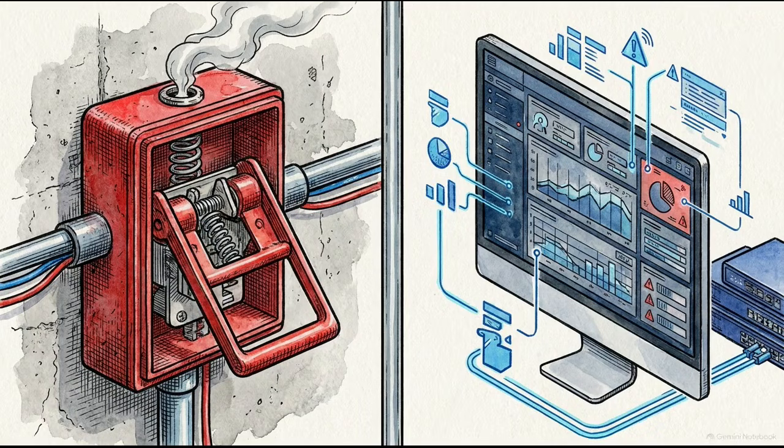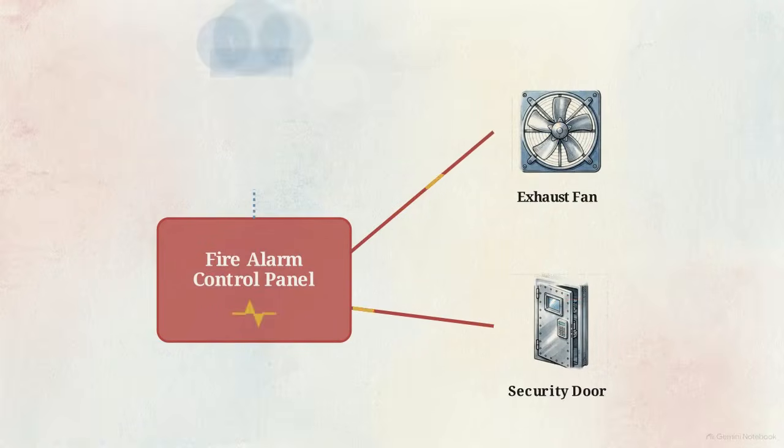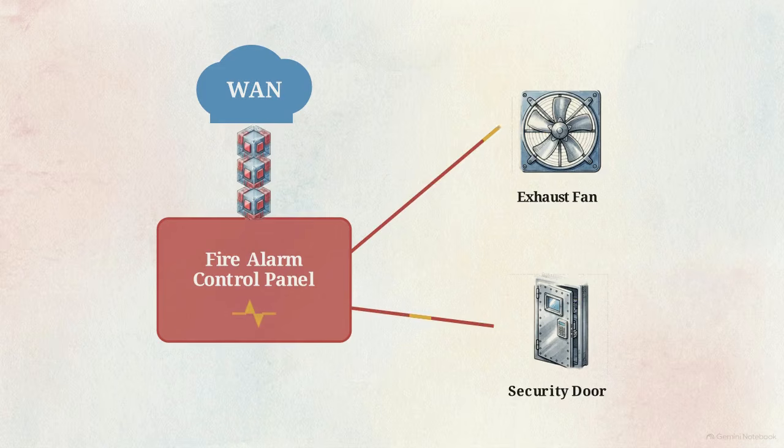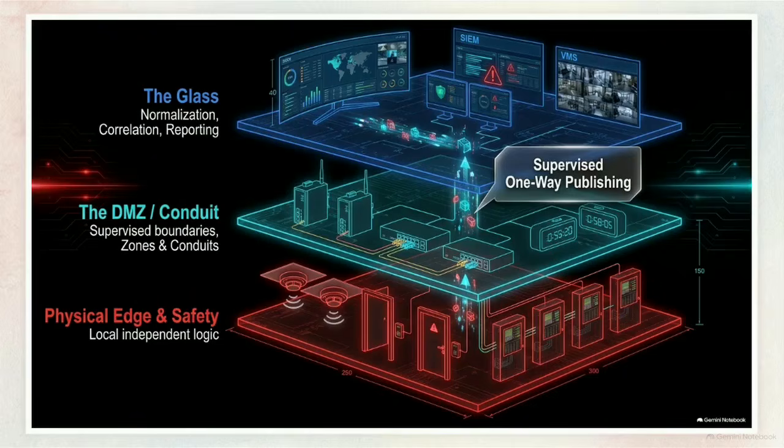Enterprise dashboards provide operational context. They never hold life safety command authority. Listed local controls, like your fire alarm control panel, execute hazard mitigation based on hardwired logic. They act with absolute deterministic authority, completely independent of the wide area network.